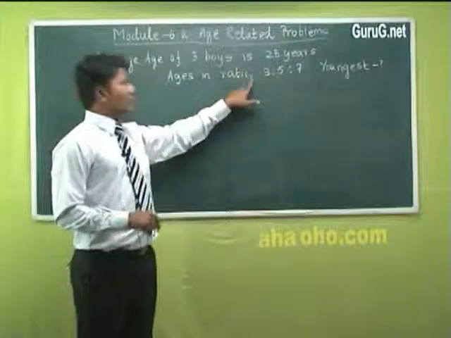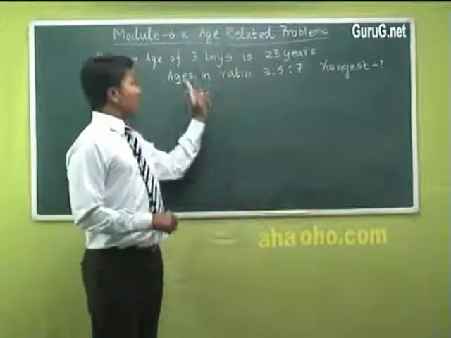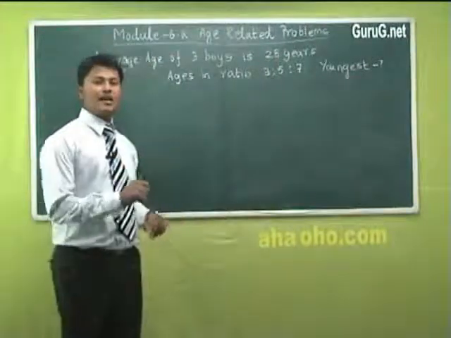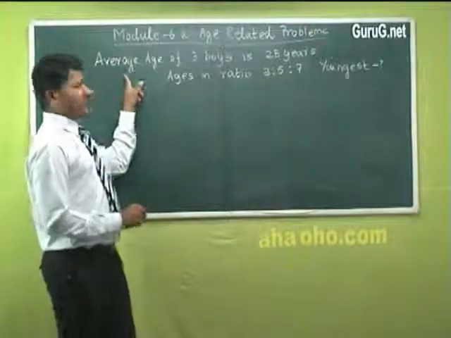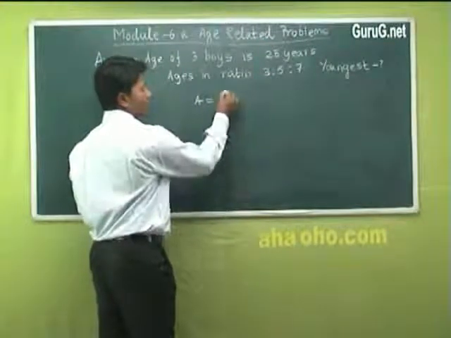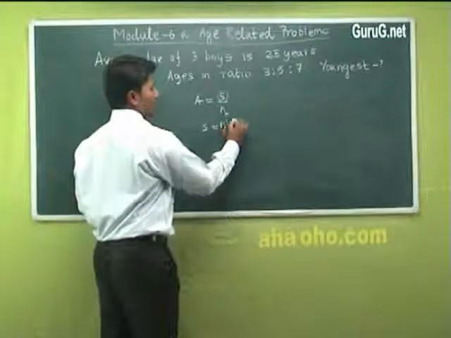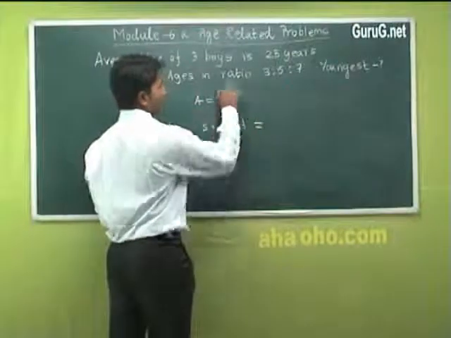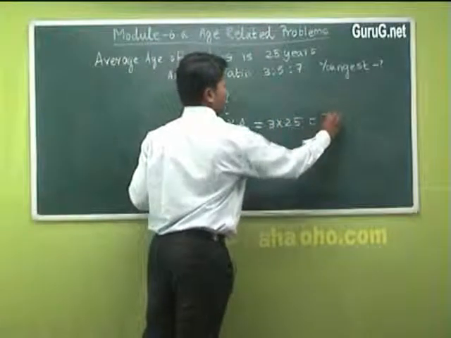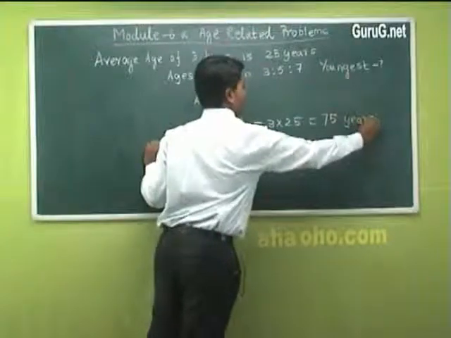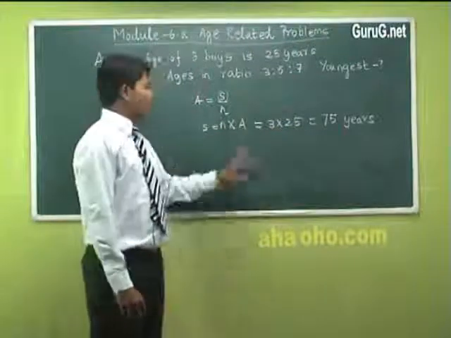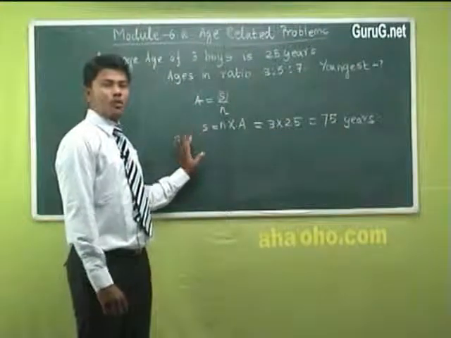The ages of the three boys are in the ratio 3:5:7. We have to find the youngest age. First step: it is given the average age of three boys. So average is equal to S by n. From this you can find S. S is equal to n into A. Here n is three boys, and the average is 25. So 75 years. The sum of all three ages of the boys is 75 years, found using the formula for average.